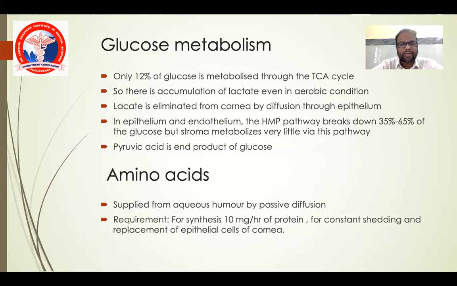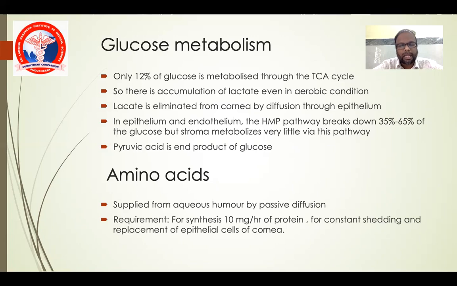So with the generation of lactic acid, there is an accumulation of lactate even in case of aerobic metabolism. So even under aerobic metabolism, there is also production of lactic acid. This lactic acid is eliminated from the cornea by a process of diffusion through the epithelium. So even in aerobic conditions, the cornea mostly prefers to produce lactic acid and two molecules of ATP. The Krebs cycle contributes only 12% of the total energy source of the cornea.